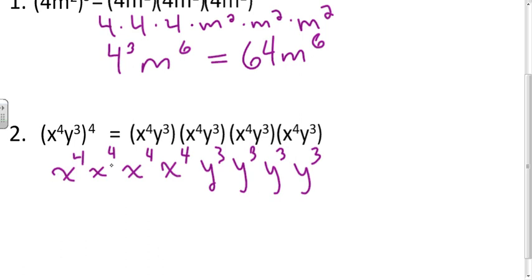And then I remember multiplying powers with the same base, I can just add up these exponents. This is x to the 16th, y to the 3, 6, 9, 12, y to the 12th. But again, notice, a shortcut would be just multiplying this 4 times 4 and this 4 times 3.